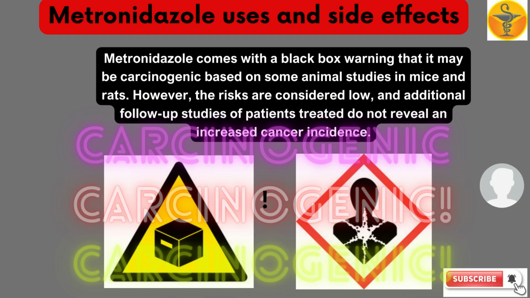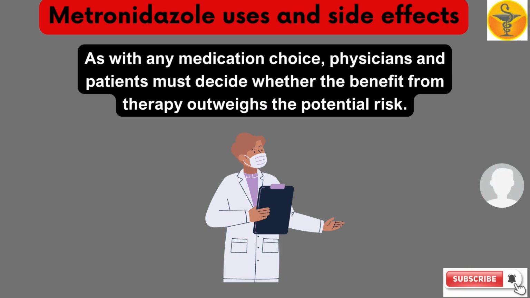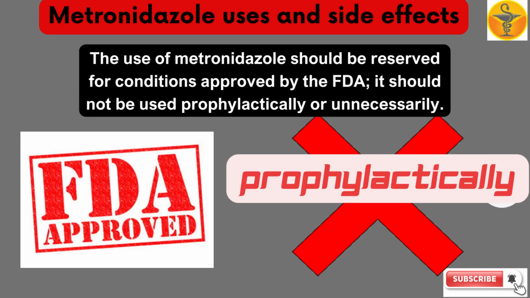Metronidazole comes with a black box warning that it may be carcinogenic based on some animal studies in mice and rats. However, the risks are considered low, and additional follow-up studies of patients treated do not reveal an increased cancer incidence. As with any medication choice, physicians and patients must decide whether the benefit from therapy outweighs the potential risk. The use of metronidazole should be reserved for conditions approved by the FDA. It should not be used prophylactically or unnecessarily.